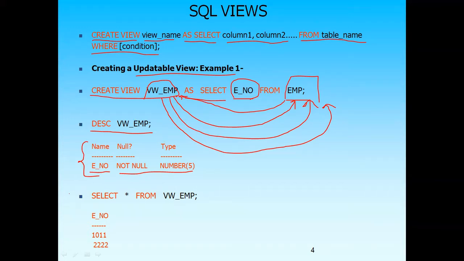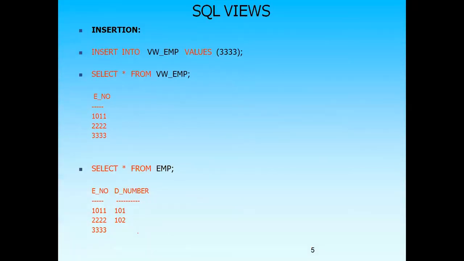So if you select the data from the view, select star from view employee, you can see this data is same as the base table. There are two employees in the base table, but we have taken only the employee number as the field in the view. I hope you are clear with this. So we'll see the syntax here for the insert operation for the view.